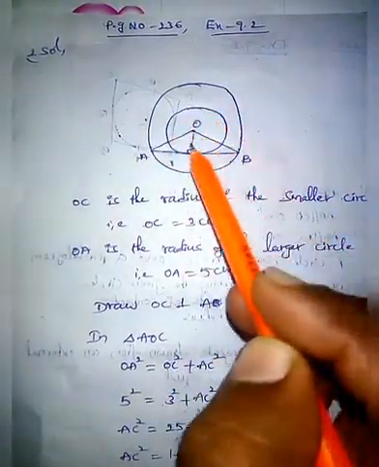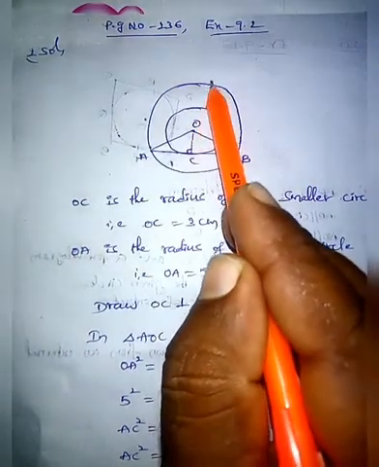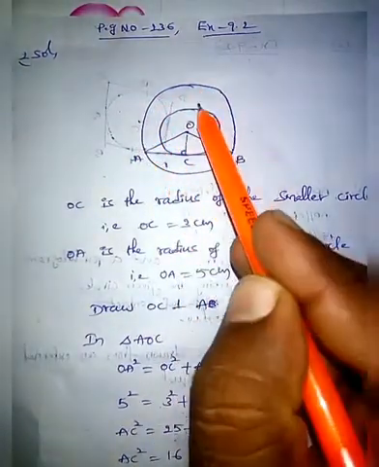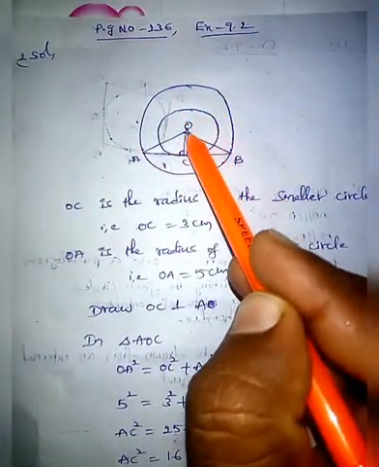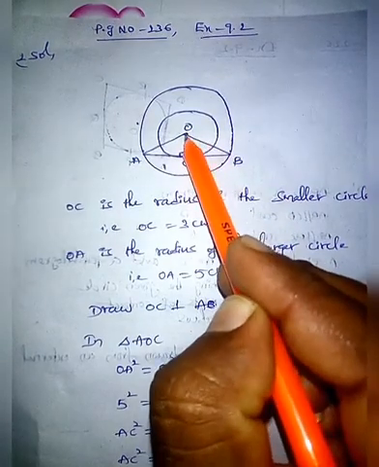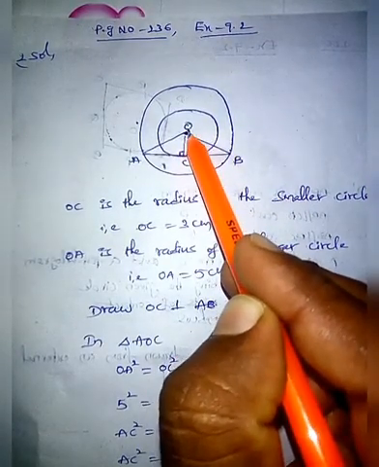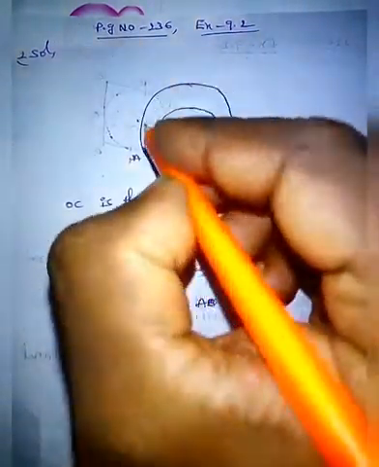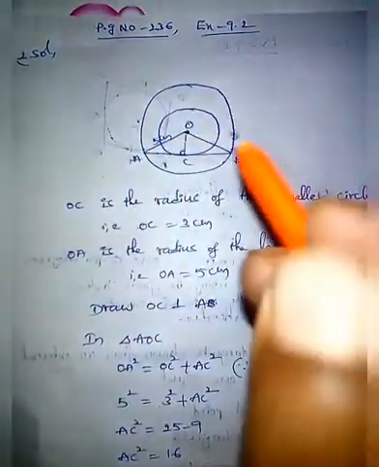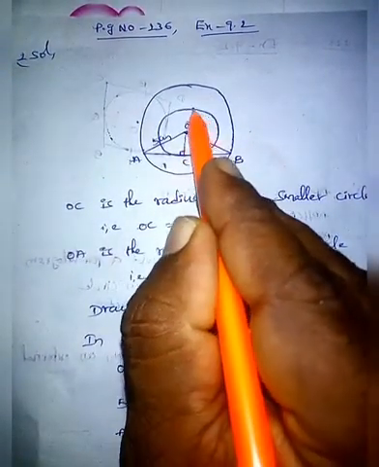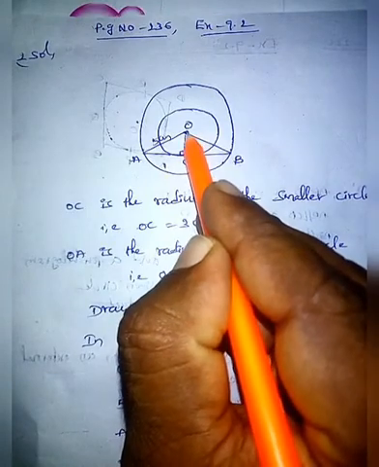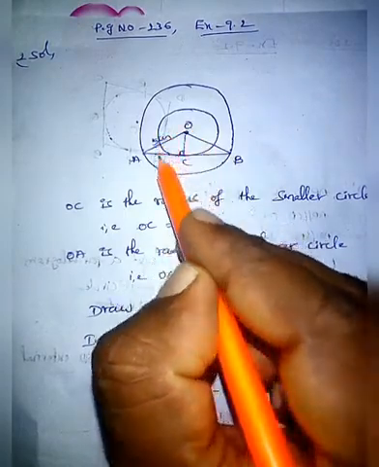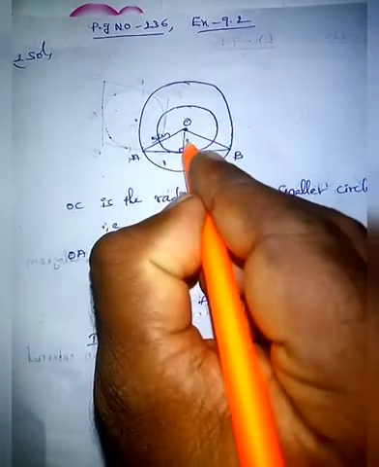Let's observe what I am explaining here. Here we have two concentric circles. So this is the outer circle and this is the inner circle, and these two circles have the same center, that is center O. The radius of the outer circle, that is OA, equal to 5 centimeters, and the radius of the inner circle OC, radius means distance between the center of the circle to any point on the surface of the circle, that is OC is the smaller circle radius. So OC equal to 3 centimeters.